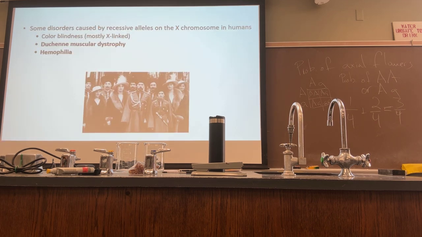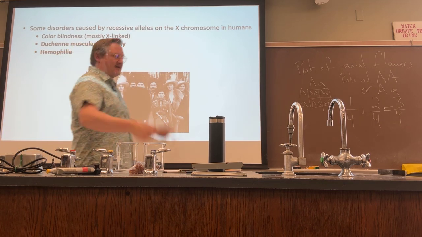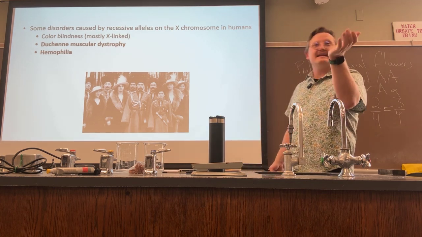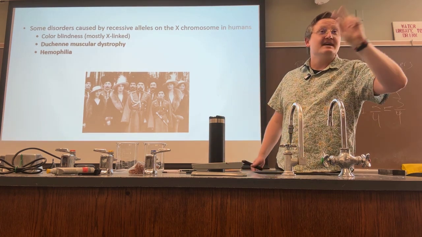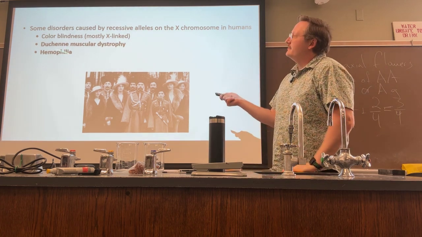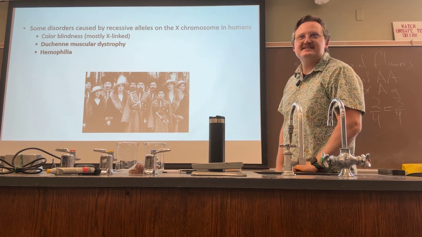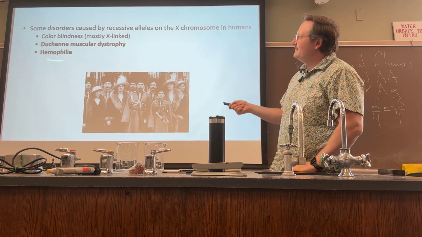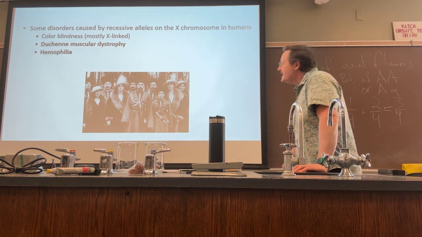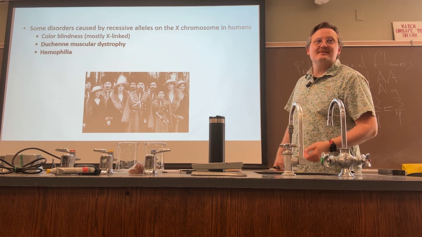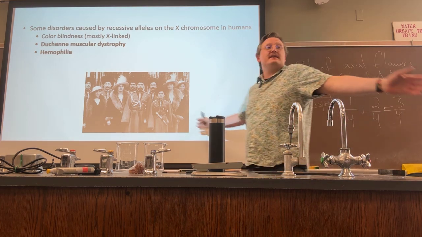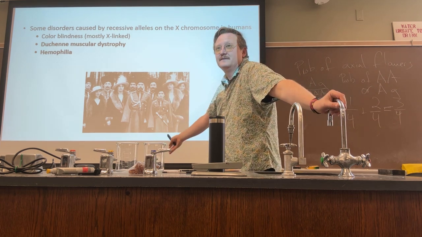Great. Okay. Sometimes there are recessive disorders on the X chromosome. A recessive disorder meaning you need 2 copies of the recessive allele in order to express the disorder, like hemophilia and color blindness. A lot of color blindness is X-linked. Hemophilia, one form of it is X-linked as well. So if you have 2 copies of the X chromosome, you could be carrying the recessive allele for hemophilia and never have hemophilia yourself. All right?